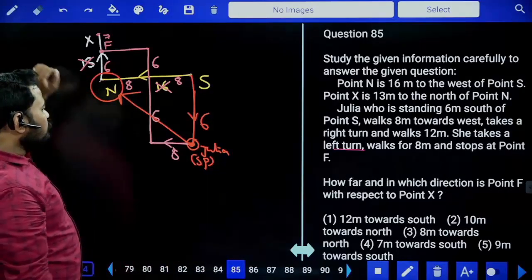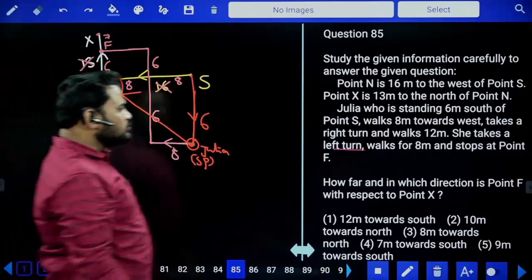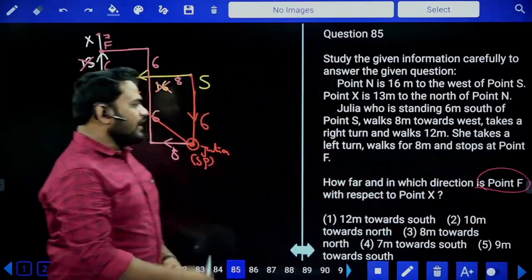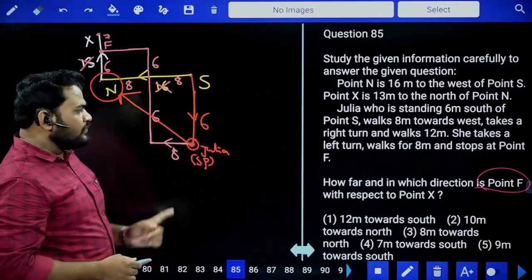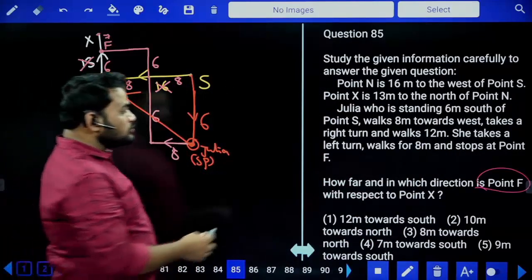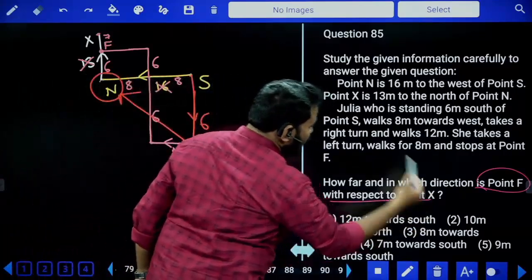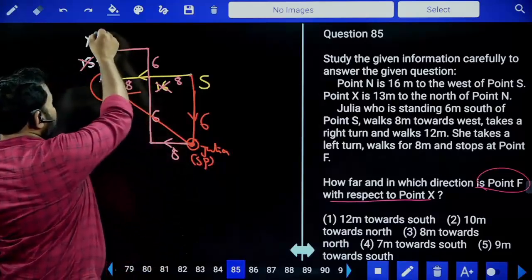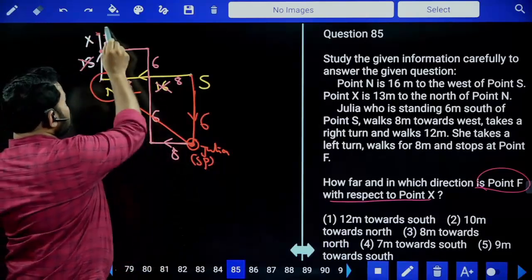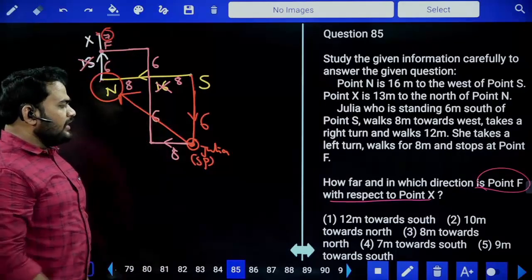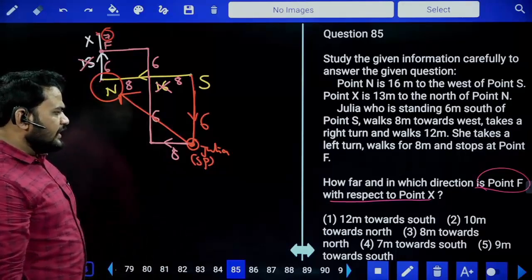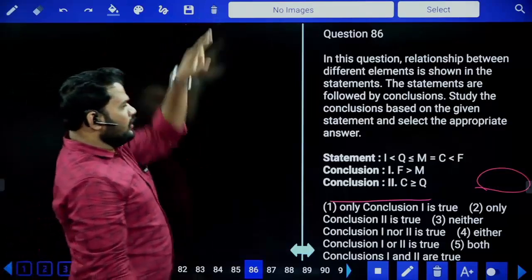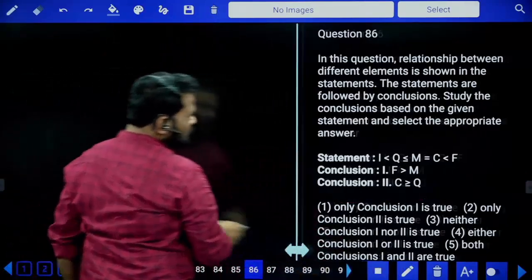85. How far and in which direction is point F? They are asking details about F, that is, how far and in which direction is F with respect to X. We need to answer with respect to X. Yes, this is the point of X. With respect to X, the direction is south and the distance is 7 meters. 7 meters south direction, that is there in option number 4. 86. We have questions related to inequalities.